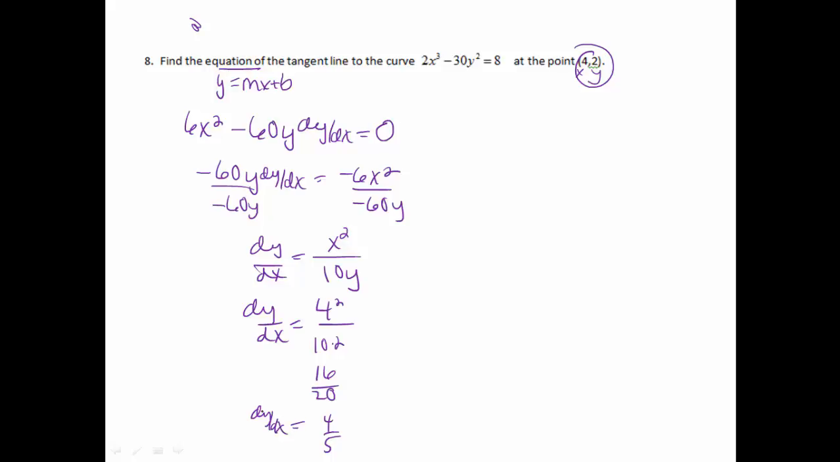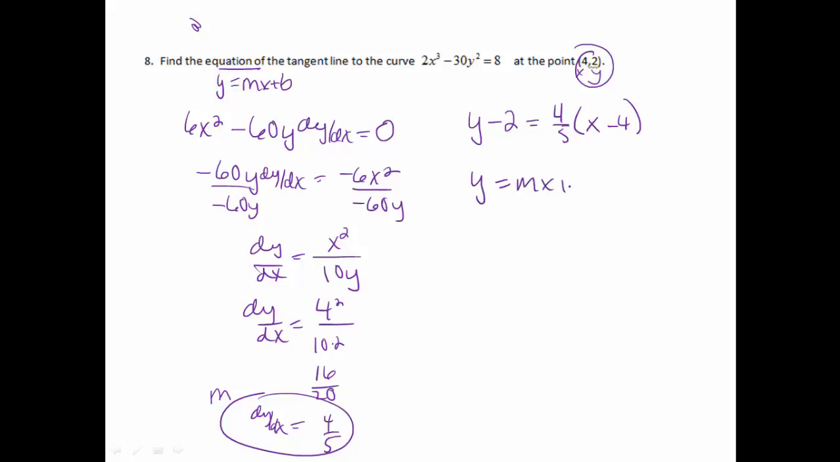And we are not done, because all we have found so far is just the slope. So now there are a couple different ways that we could do this. If you just want to use the point-slope formula, we could, which would be y minus 2 equals the slope times x minus 4. So that would be one way, but we could also go ahead and find b. So my other one would be to use y equals mx plus b.